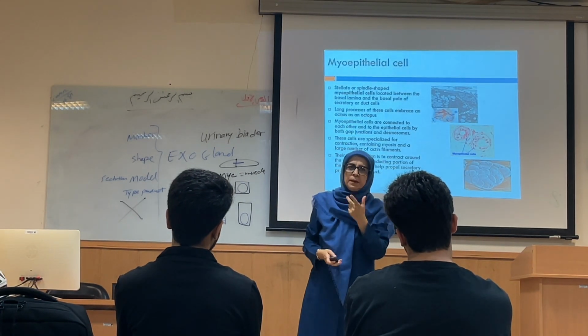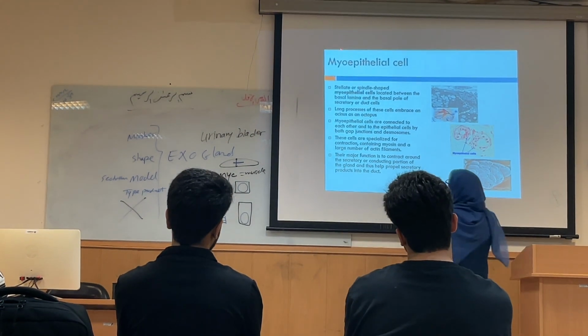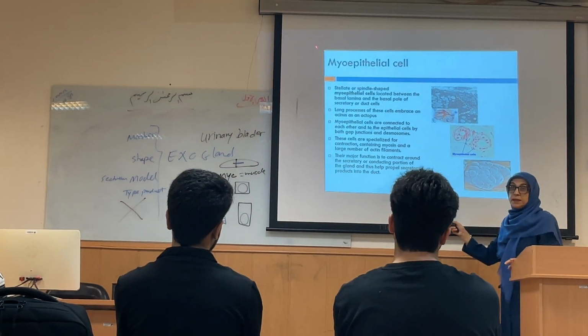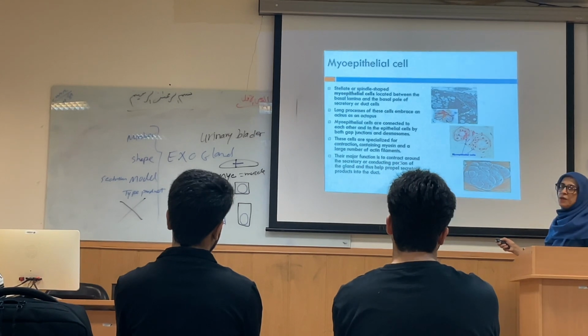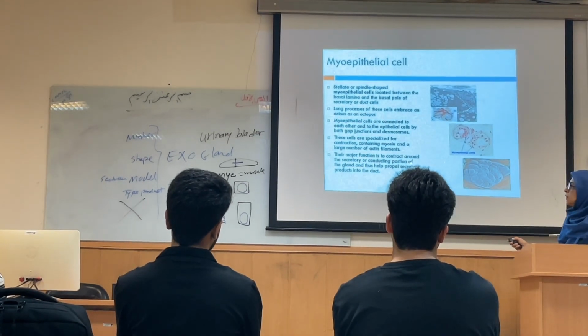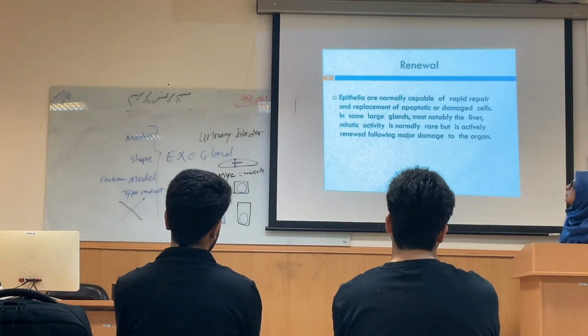They are myoepithelial cells, derived from epithelial cells, and act as muscle cells. They have actin and myosin, and they function with contraction around the secretory or conducting portion, which helps secrete the products.